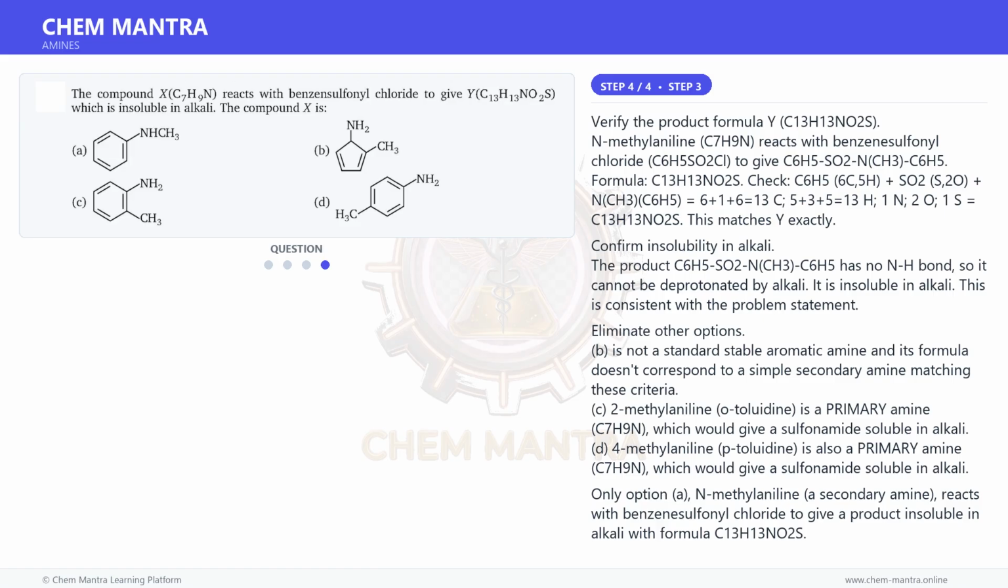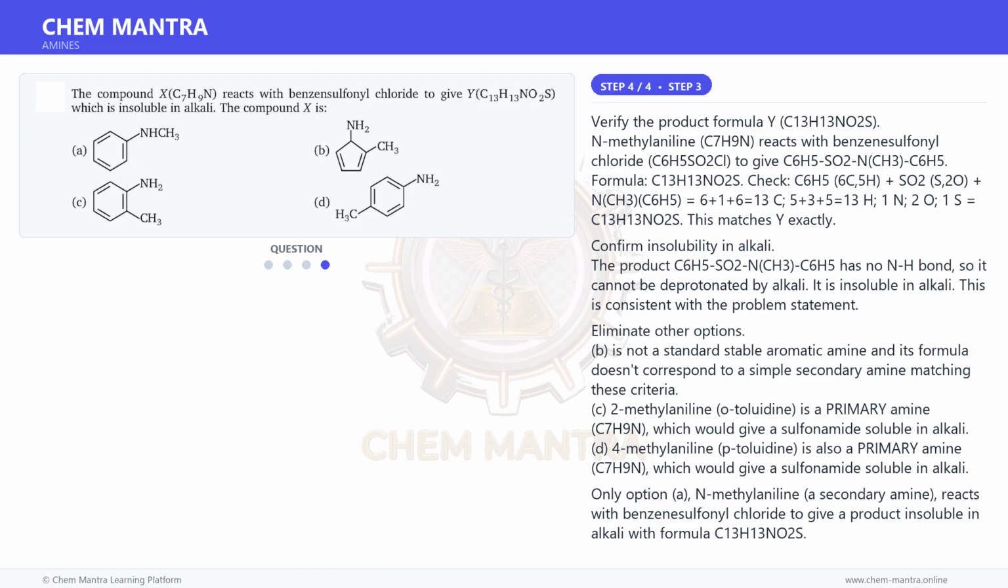N-methylaniline, C7H9N, reacts with benzenesulfonyl chloride, C6H5SO2Cl, to give C6H5SO2N(CH3)C6H5. Formula C13H13NO2S. Check: C6H5 is 6C, 5H, plus SO2 is S, 2O, plus N, CH3, C6H5, equals 6 plus 1 plus 6 is equal to 13C, 5 plus 3 plus 5 is equal to 13H, 1N, 2O, 1S, which is equal to C13H13NO2S.